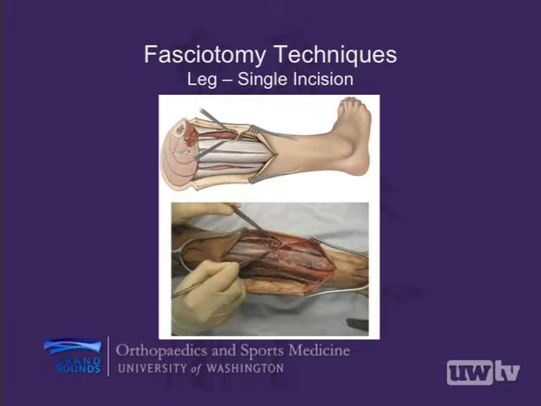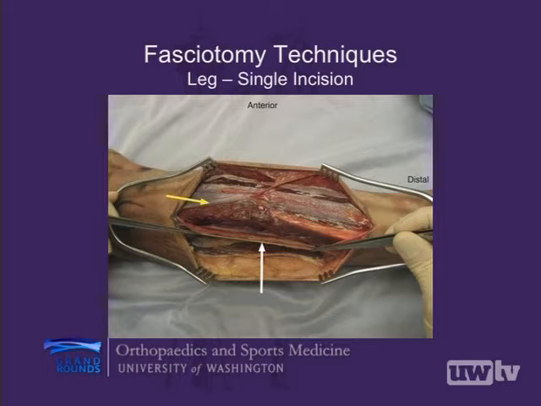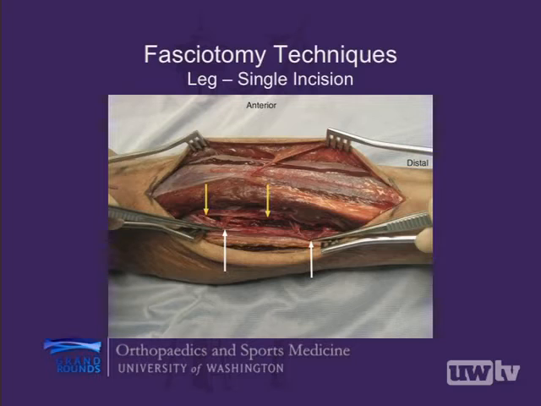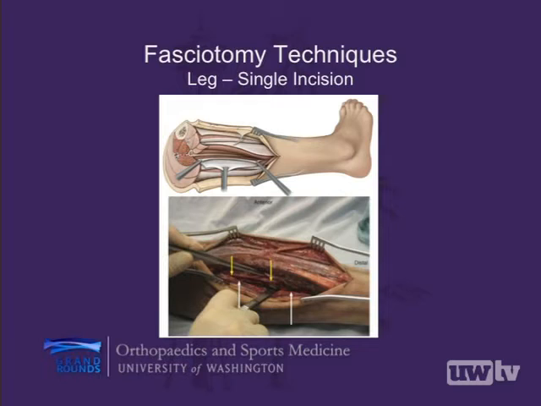The deep posterior compartment is released by first identifying the posterior intermuscular septum, indicated here by the white arrow. The peroneal musculature is elevated, and the insertion of the posterior intermuscular septum on the posterolateral border of the fibula is identified. Then the insertion of the septum is released from the fibula, avoiding the peroneal artery and the peroneal veins. And this effectively results in entrance into the deep posterior compartment.